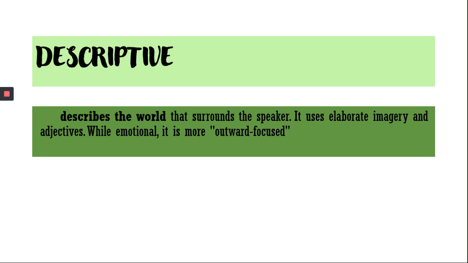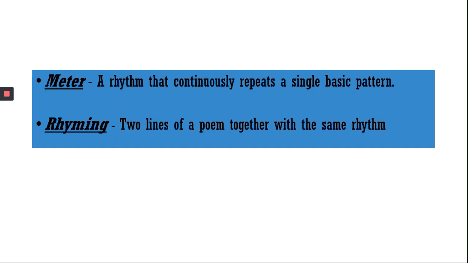So those are the three types of poetry. Let's proceed to the elements of poetry. First one, we have meter. Meter is a rhythm that continuously repeats a single basic pattern. If you started your first line with a foot or metric of a specific number, for example, 7, how would you know if your poem has a metric? Count the words by syllables. That should be retained and consistent until the last line.